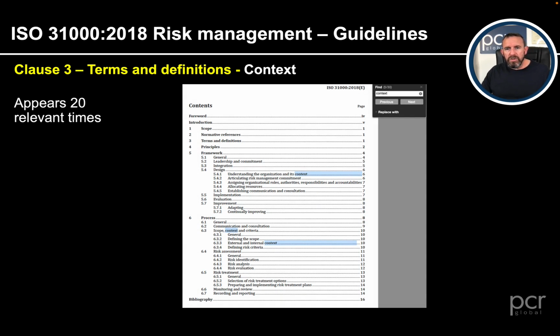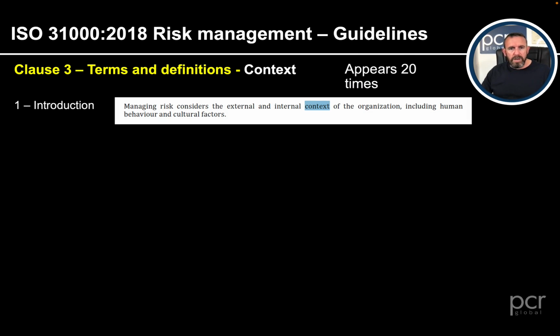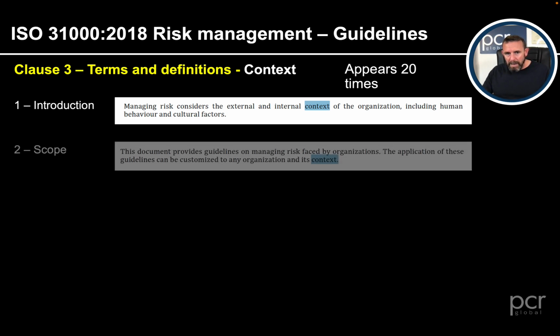When we look at the standard here, we can see top right that it highlights 30 times the word context is highlighted. Actually, for relevance, the relevant times it appears within the standard is actually 20 times, which we're going to go through. So the first time it's mentioned is in the introduction. Managing risk considers the external and internal context of the organisation, including human behaviour and cultural factors. So straight away, it's making that alignment between the contexts and the ability to manage risk.